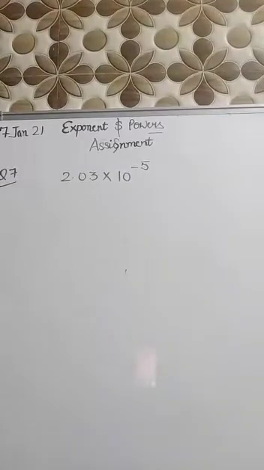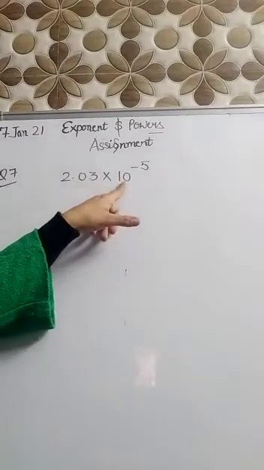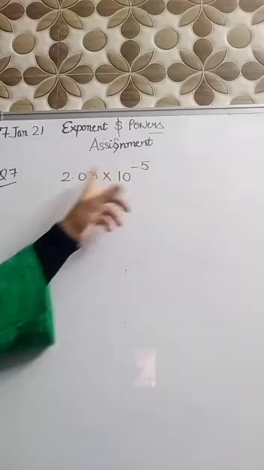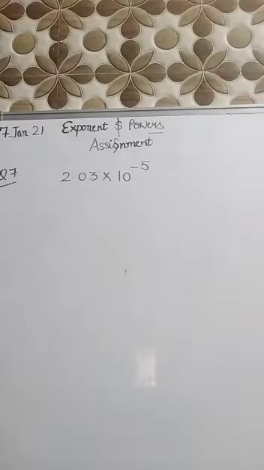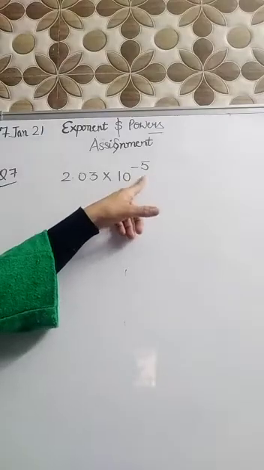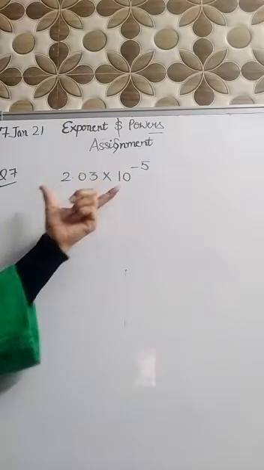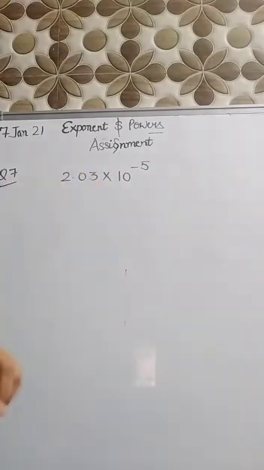Now question number 7 is, in this, 2.03 multiplied by 10 raised to power minus 5 is given, that is in standard form. You have to convert this standard form into usual form. So for the usual form, you have to remove this 10 raised to power minus 5. That means instead of 2 numbers, you have to simply express it as a single number.